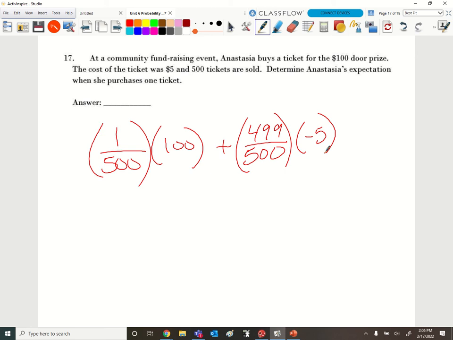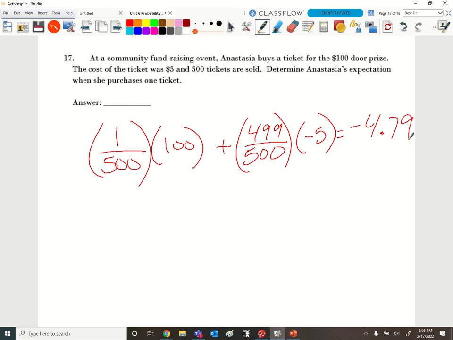I did. What'd you get? Negative 4.79. Good job! Okay, so we get negative 4.79. So that means that I'm expected to lose money every time, right? That's not a good thing.